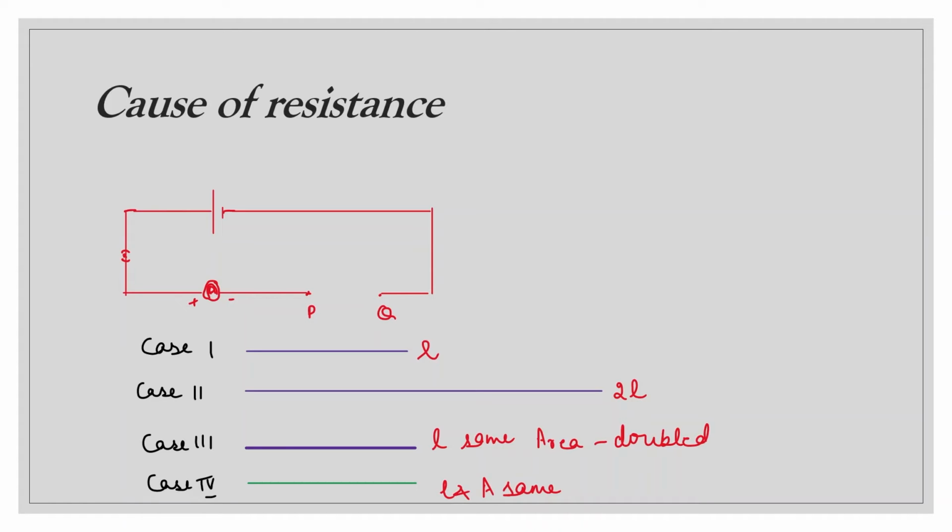So that means we just have to measure the current to calculate the resistance using the formula R is equal to V upon I. Now when you see the observation of this activity, what will you observe? From the observation of this activity, we will see that as we increase the length in case 2, keeping the area of cross section same, the resistance also increases.